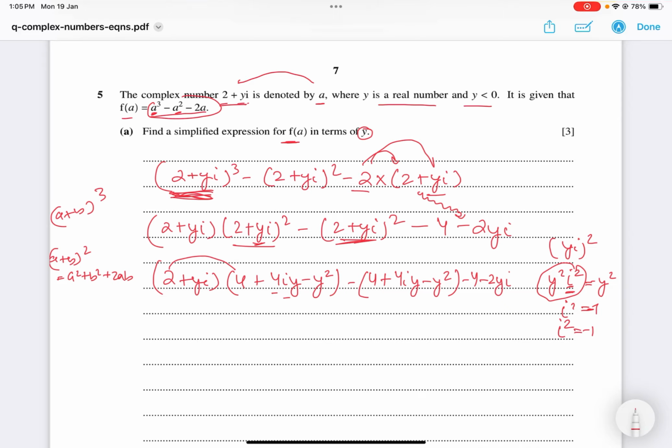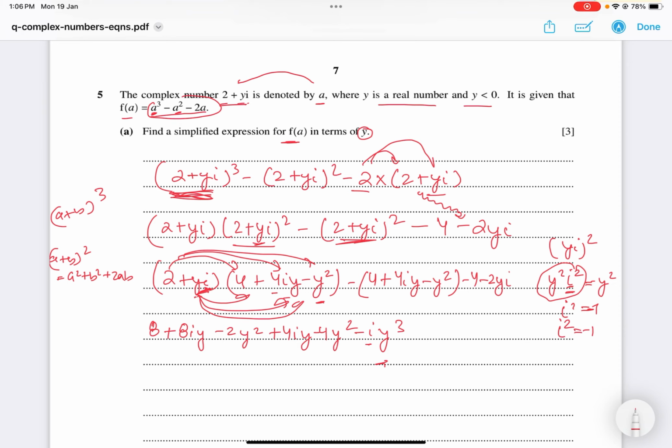Multiply this 2 by all of them, and then y by all of them, yi by all of them. So it will become 8 plus 8iy minus 2y square plus 4iy. Yes or no? Think about it. Plus, no, not plus, minus 4y square minus iy cube. Why iy cube? Because yi times y square. So 3 y's we have and 1 i we have. So we have this one.